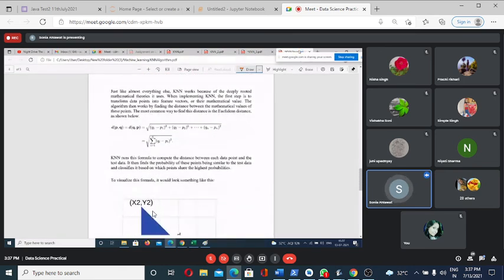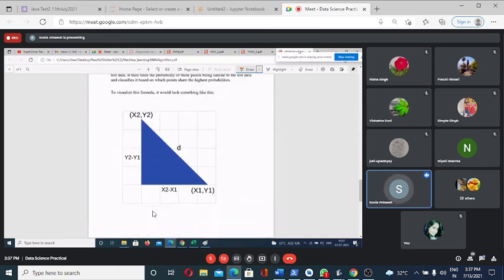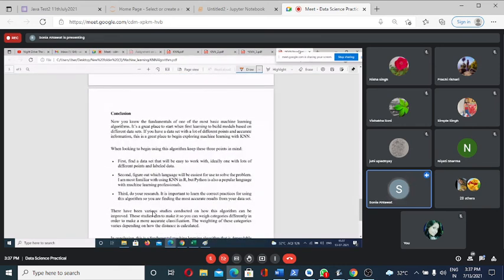So no mathematics behind it. It is only working on the Euclidean distance. We know how to calculate the Euclidean distance, and after calculating it, we go with the ranking of it. So ideally, for the implementation of this algorithm, find a data set that will be easy to work with. Ideally, one with lots of different data points and labeled data.